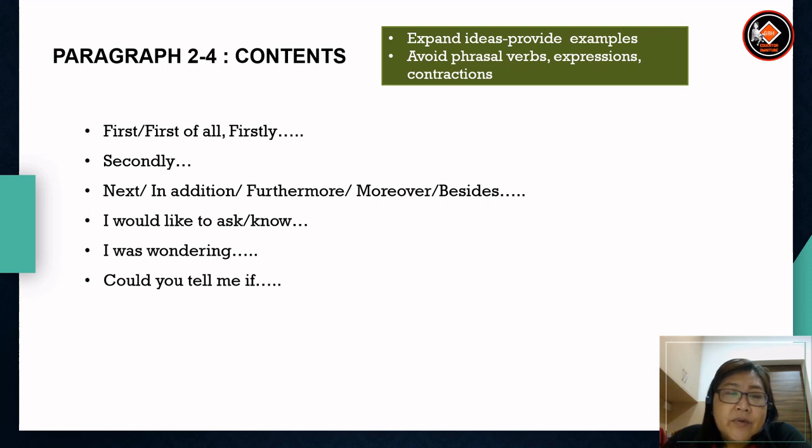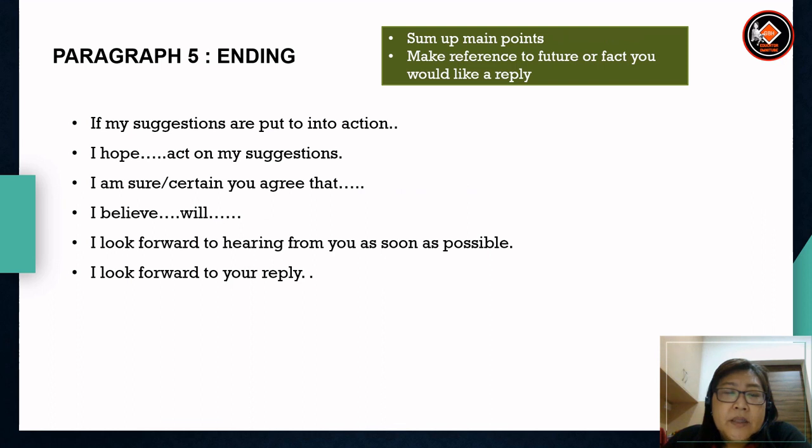So let's begin. We have examples here like first of all, firstly, secondly, next, in addition, furthermore, moreover, besides. And then you can write, I would like to ask, or, I was wondering, could you tell me if? And then for paragraph 5, we have the ending. Remember, for the ending, you need to sum up the main points, and then make reference to the future or the fact that you would like a reply.